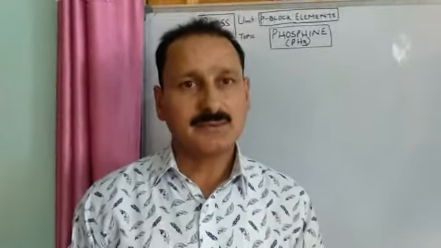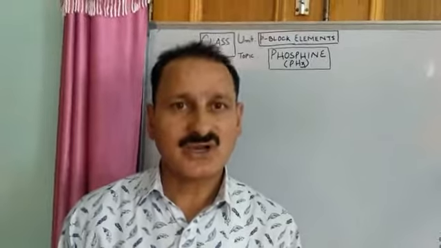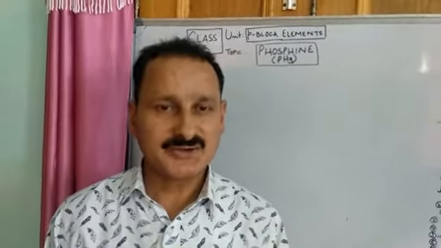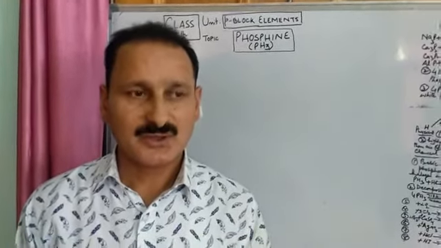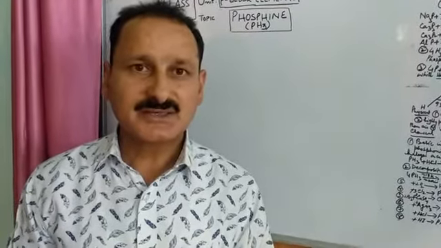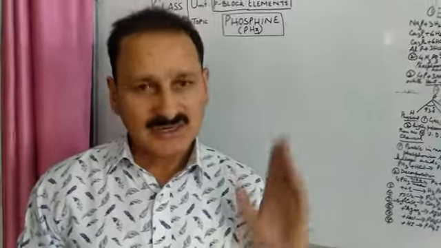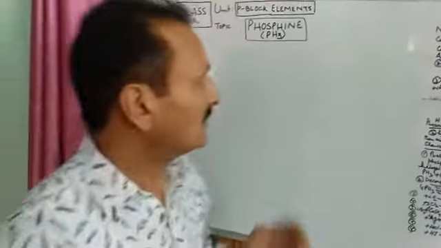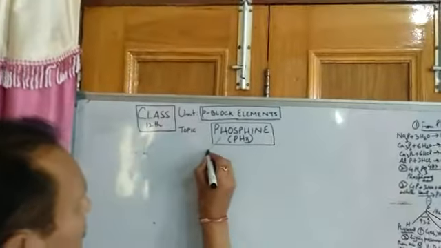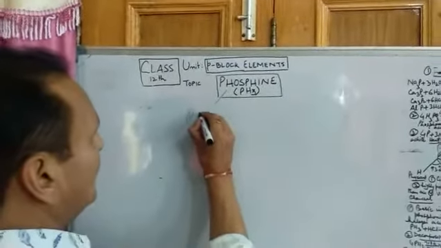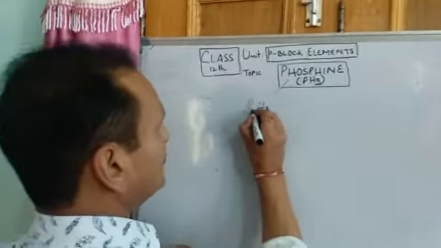Phosphine is basically a compound of phosphorus. It is a hydride of phosphorus. Today we shall be discussing its preparation and properties. So let us directly come to its molecular formula first. Its molecular formula is PH3.